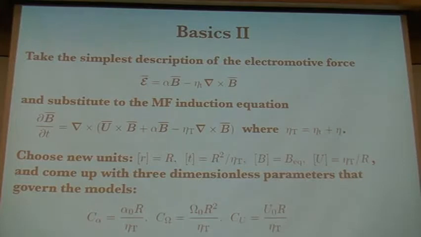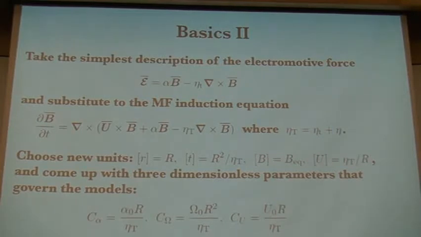And then we just go into new units. We measure length in the radius of the Sun, or the radius of the star that we want to model. Then we have a new time unit, which is the turbulent diffusion time. Then we choose a unit for the magnetic field, which is the equipartition field. And then the other units we can derive from this. So the unit of velocity, for example, is turbulent diffusion divided by the radius.